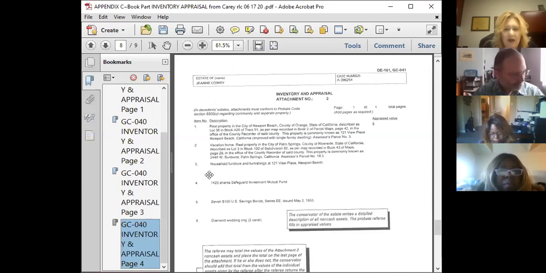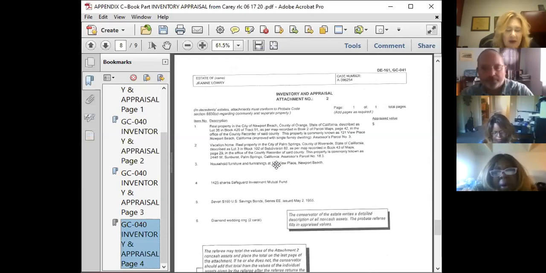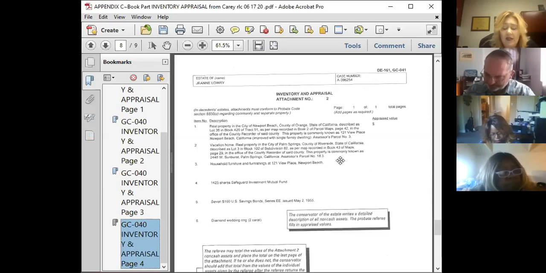In example number three, you have household furniture and furnishings. At what address? This is where the person lives. So typically I've seen with a probate referee, they may call back and ask, is the furniture brand new? Has it been there since 1920? That's a difference in value. Or they will just give their own solid little number. It's typically not a lot, but it's a value.